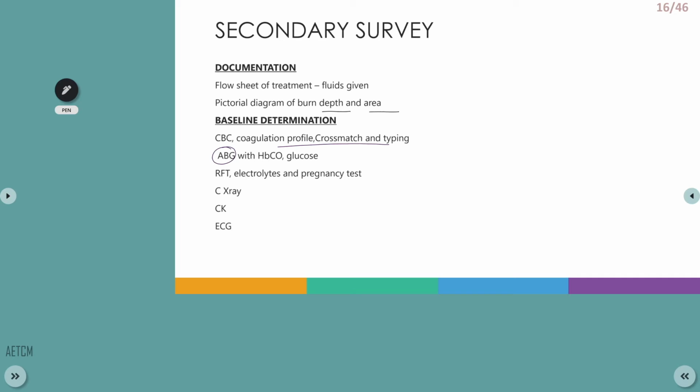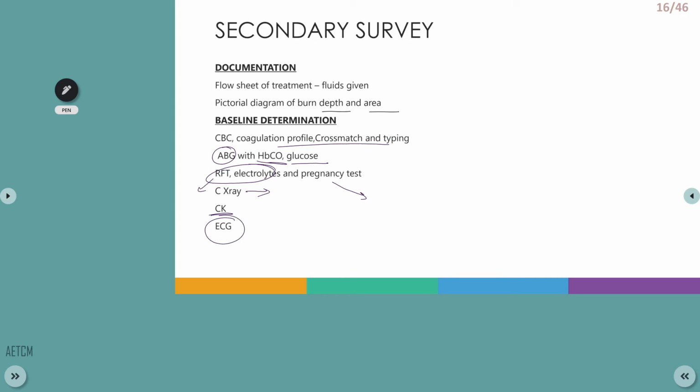Then ABG and co-oximetry to find the carbon monoxide level, and glucose level. Then renal function test and electrolytes. These things are important when it comes to the late management of burns, and especially to monitor the patient for hyperkalemia or any pre-renal failure. And CK can also be taken to look for any features of rhabdomyolysis. Pregnancy test is important in case of females. Chest X-ray before intubation and after intubation, and features of chemical alveolitis, chemical pneumonitis, these things will only happen after more than 24 hours. So for that, chest X-ray is important.